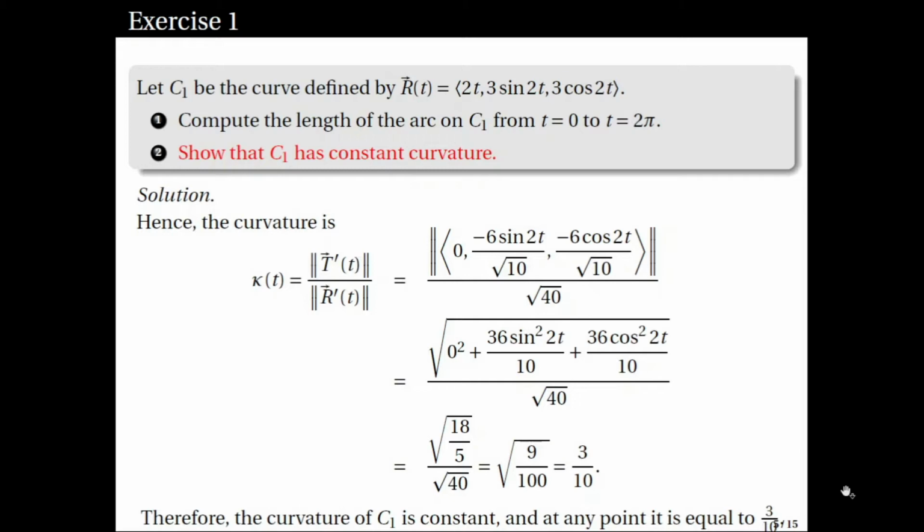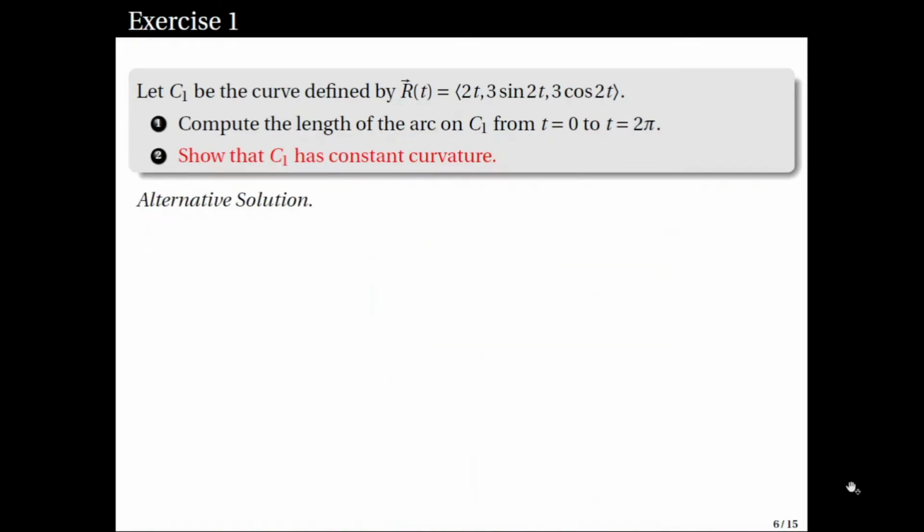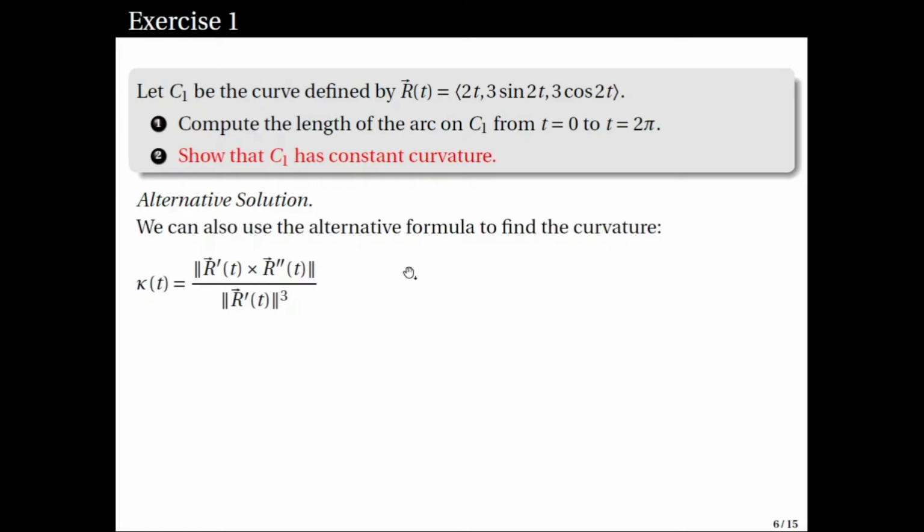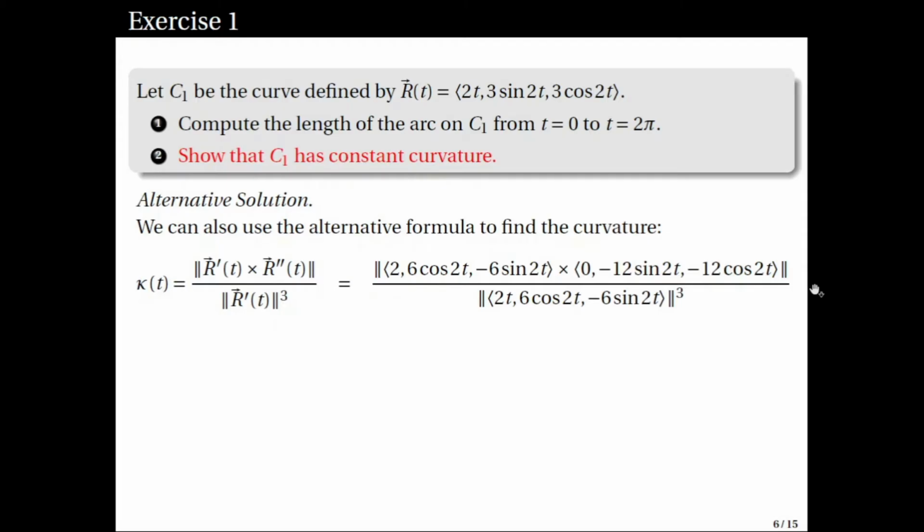Now we can solve this problem in another way. We can solve this using r prime and r double prime. We will use the alternative formula, which is equal to the norm of the cross product of r prime and r double prime divided by the cube of the norm of r prime. So we'll just go through this solution quickly.